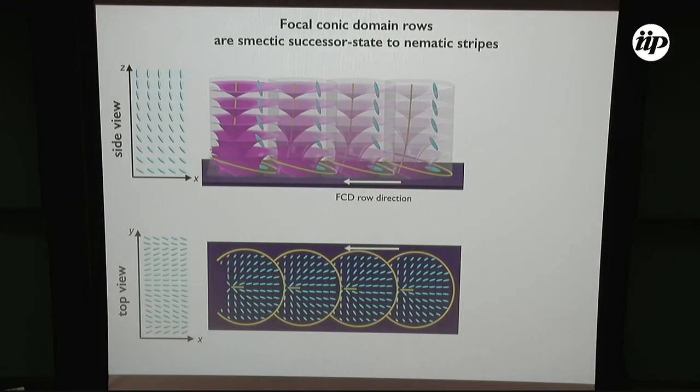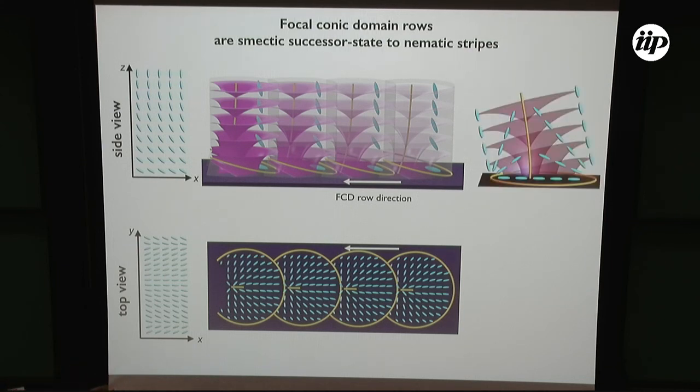Okay, and then why from the stripes do we get these rows of focal conic domains? The focal conic domain rows are the natural smectic successor configuration, kinetically speaking, to what the stripes were doing before. Because if we look at that fan-like undulation in the plane of the substrate, that's recapitulated by each row of focal conic domains. And in a side view, this rotation from top to bottom of the director is recapitulated by the director field, the layer normals of the focal conic domains. But that's only true of the back part of the focal conic domains.